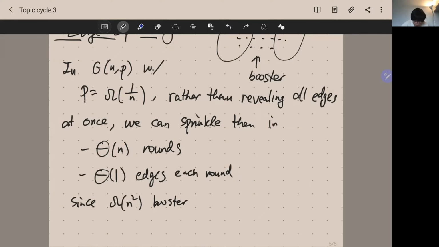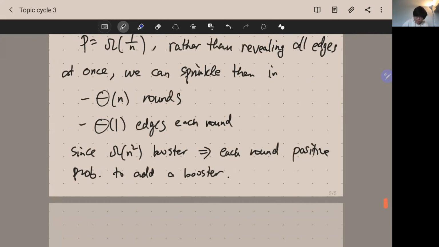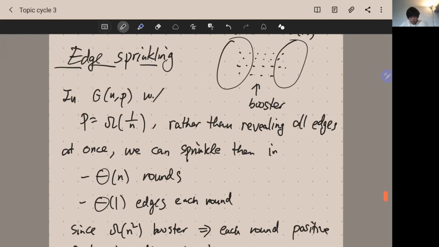So that means in each round we have positive probability to add a booster. This is why we choose n rounds. And it's okay because with n rounds, each with a constant number of edges, we only add a linear in n number of edges, which is G(n, c/n).